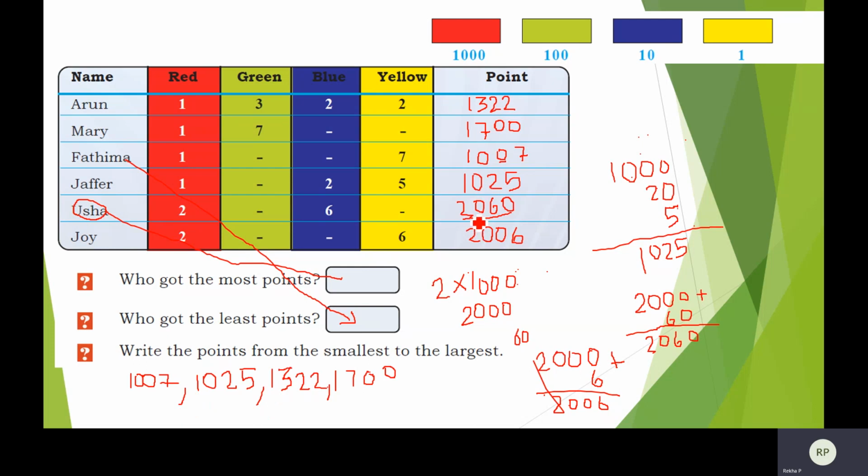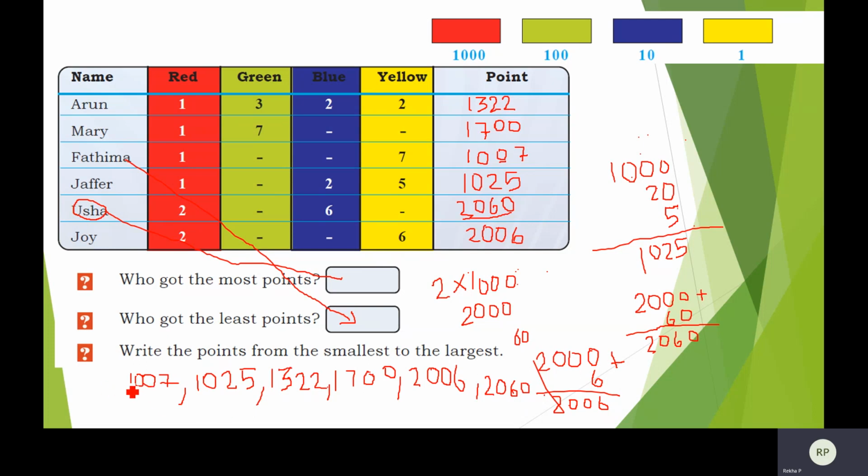Okay, so now we have to find out among these which one is having the largest. The thousands place has the same value, the hundreds place also has the same value. Now in the tens place, which is having the largest value? 6 is larger than 0. So this one is the smallest, 0. In the tens place, this one is having the smaller value. So it is 2006. Now this one is the largest one, 2060. Okay, so this is how you have to find out.